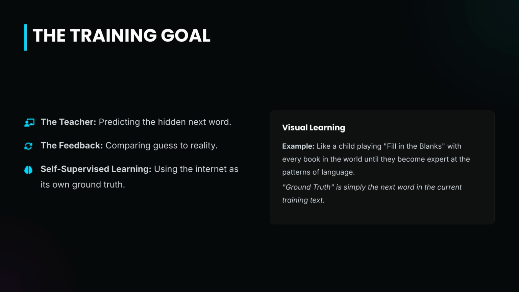The training goal is self-supervised learning, using the internet as its own ground truth. The model acts as a teacher, predicting the hidden next word. It then compares its guess to the reality. The model plays fill-in-the-blanks with every book in the world to become an expert in the patterns of language.